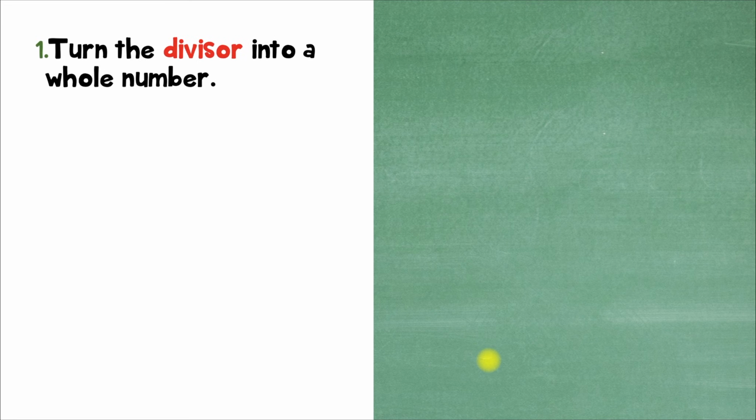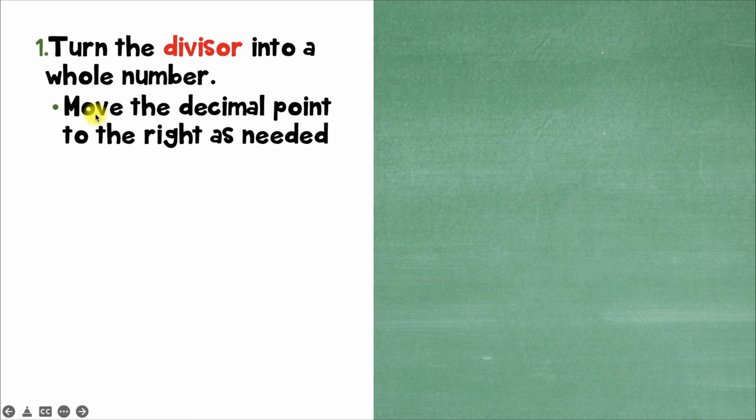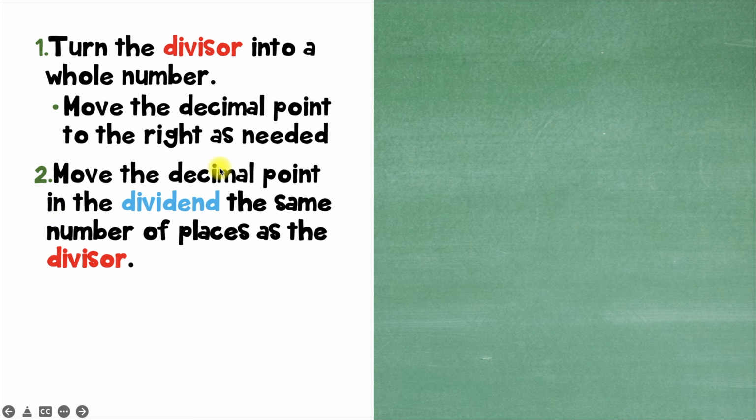In order to do this successfully, we're going to have to follow 3 steps. The first step is to turn our divisor into a whole number. This means we're going to have to move the decimal point to the right as much as we need to. You'll see what I mean when we go over the first example. Step 2 is to move the decimal point in the dividend the same number of places as for the divisor.